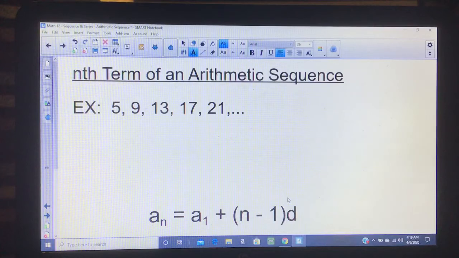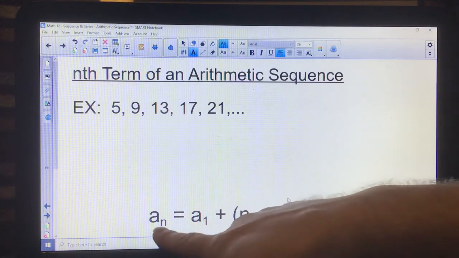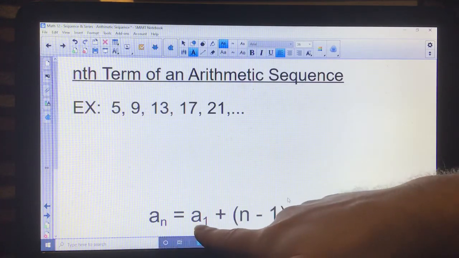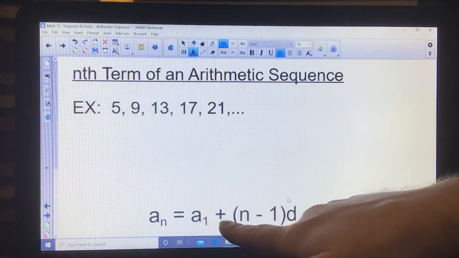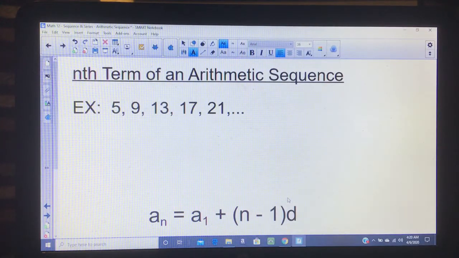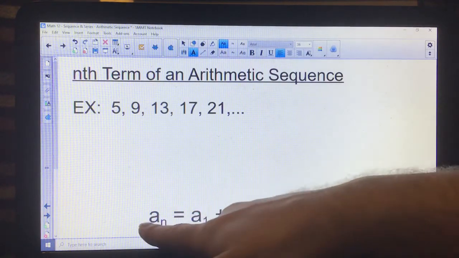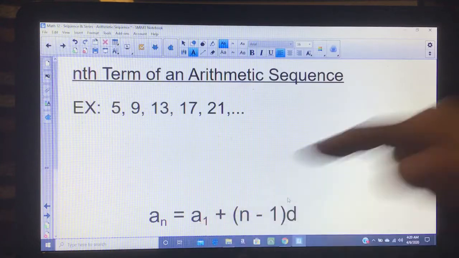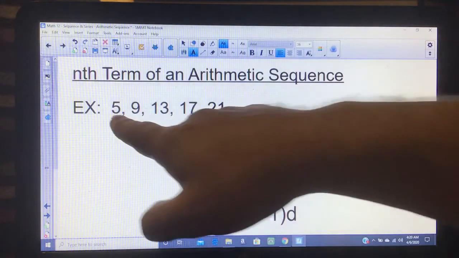This is the number of times I'm going to add it. So if I wanted the 50th term, I would take the first term and add the common difference 49 times. Now, I can't write on the screen, but I'll show it in the calculator. Basically, say I want the 50th term. I'm going to do a sub 1, which is 5.